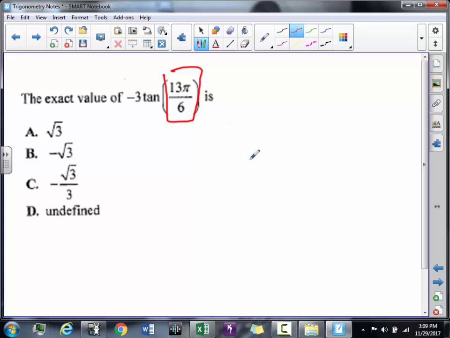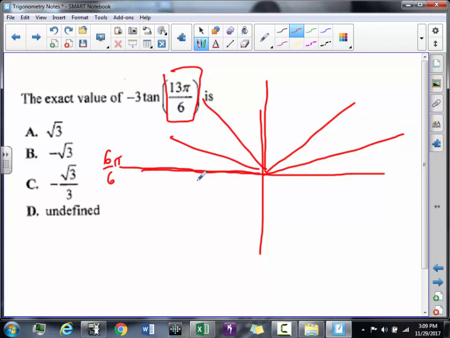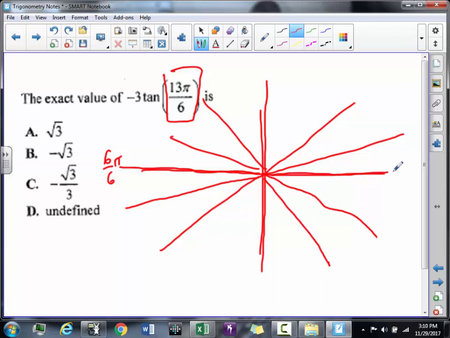I'm going to break a grid up into sixths. Here's my first sixth, my second sixth, my third sixth, fourth, fifth, sixth sixths of pi would be right there. Does that make sense? Then here would be the 7th, the 8th, the 9th, the 10th, the 11th, and the 12th sixth of pi. Does that make sense?